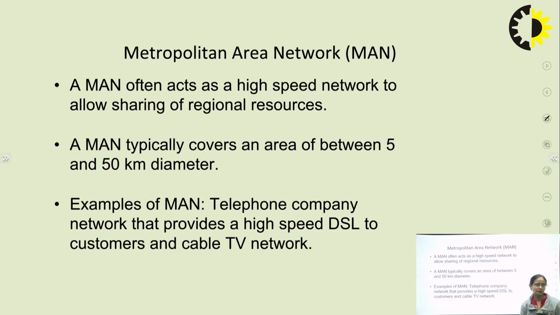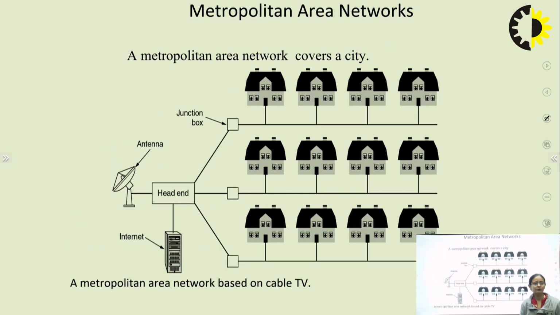For example, your telephone company network that provides high-speed DSL to customers. Cable TV networks can come under the category of MAN. If you look at the figure, this is a small metropolitan area network covering a city, based on the cable TV network. Here we have the operator, and a server which is connected over the internet. For receiving the information, we have the antenna over here, and these are the different areas.